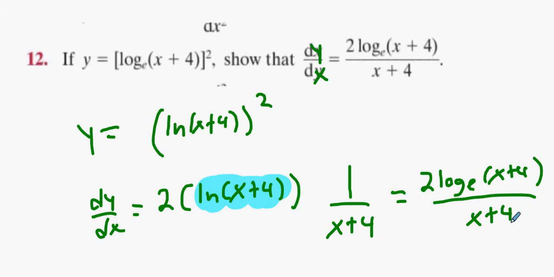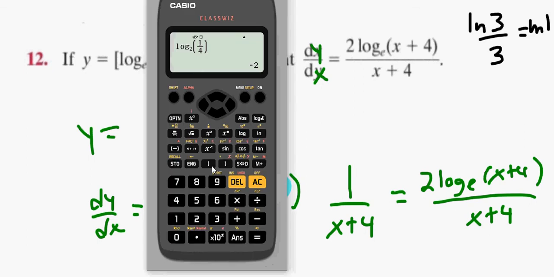How would you prove to yourself that you're not allowed to cancel them? Here's how. By your logic, ln 3 over 3 should be ln 1. Correct? So what we're going to do is try ln 3 and divide it by 3, and see what Mr. Calculator has to say about that.